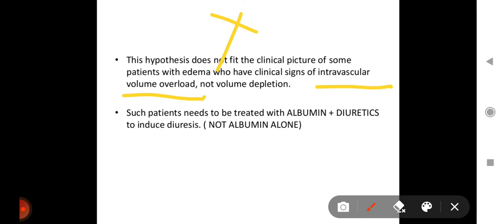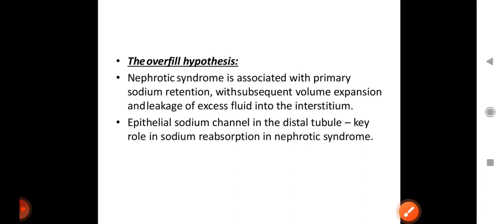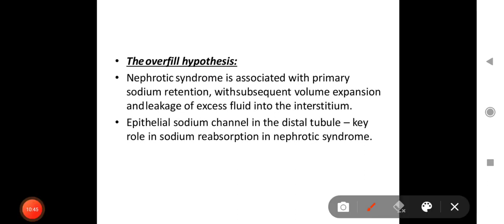So if the patient is having intravascular volume overload, those patients are to be treated with albumin plus diuretics together, not albumin alone. Okay. So albumin will increase the oncotic pressure and diuretics will decrease the excessive intravascular volume. So next comes the overfill hypothesis, the opposite hypothesis.